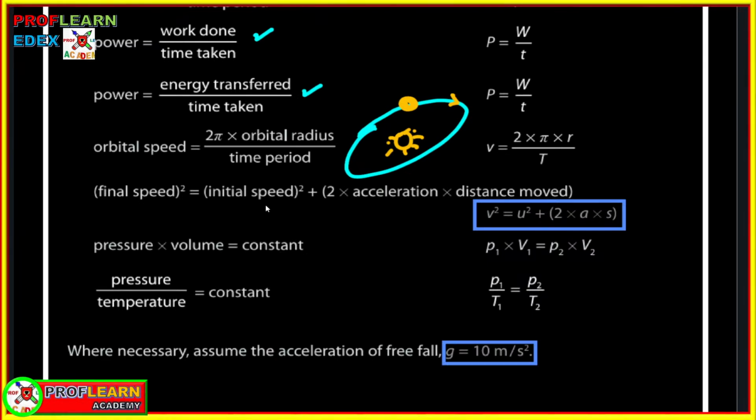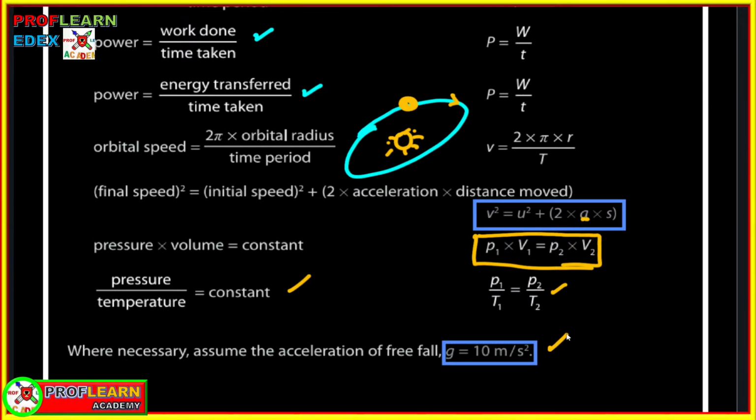Final speed equals initial speed plus 2 times acceleration. But something I need to mention is that whenever you are using these kinds of formulas, you must write them in SI units. This one is also a very important formula when it comes to pressure. Maybe you know pressure 1 and volume 2, but you don't know pressure 2, so you can calculate that. All these formulas are quite important and are given to you.